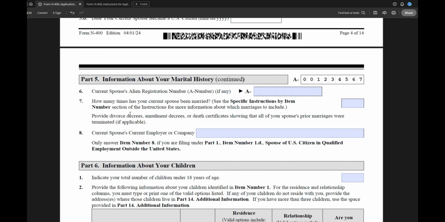And in question 7, again, you must answer how many times your spouse has been married, and if your spouse has been married more than once, you would need to also provide proof of all their prior marriages. If you are applying based on your marriage to a US citizen, the 3-year rule, then you can skip to the next part. But if you are applying as a spouse of a US citizen who is employed outside the United States, then you would have to provide their employment information here. Again, we do not have to do that because we are not applying based on that.